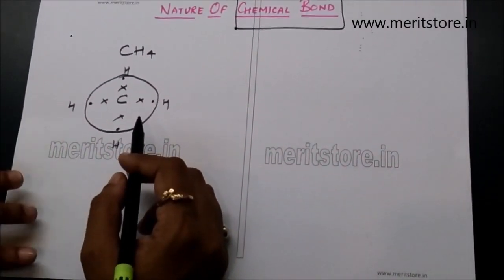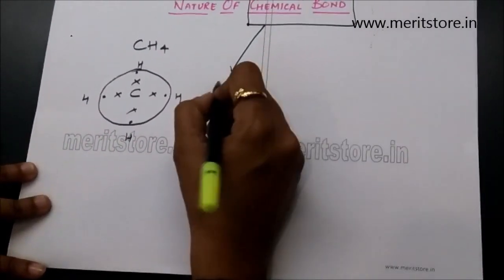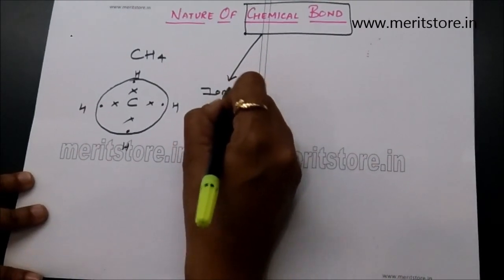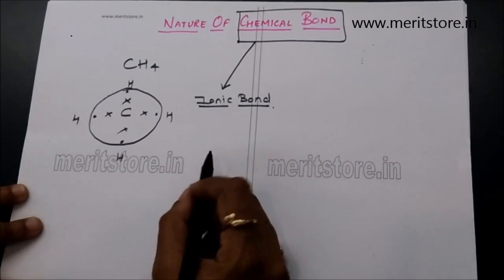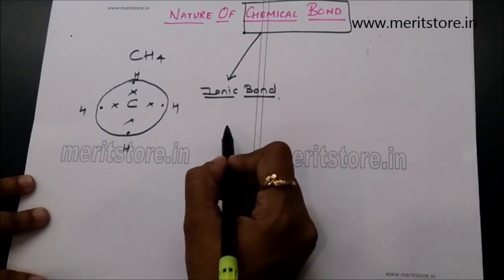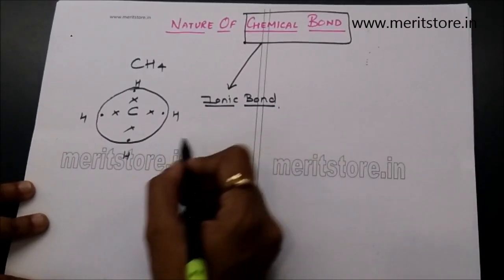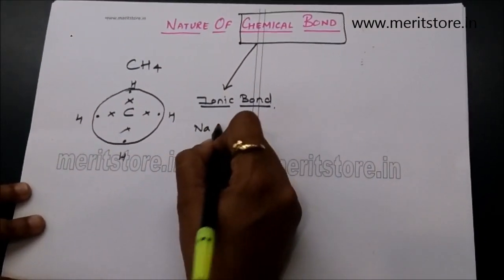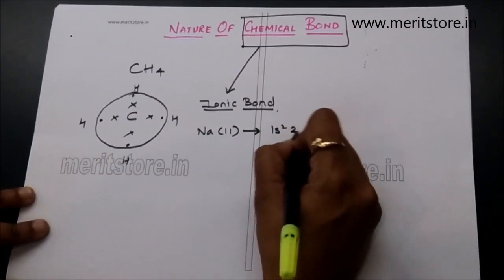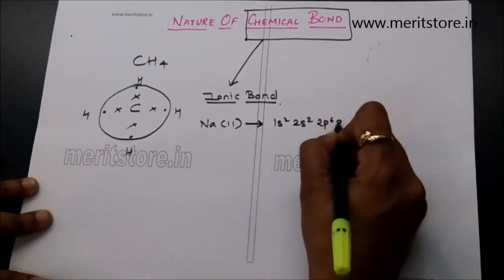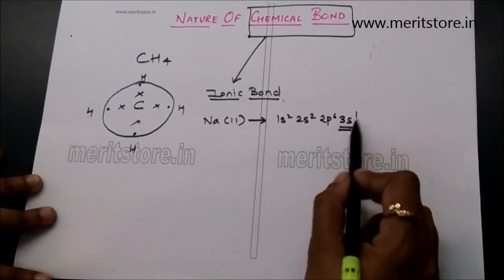So when I talk about the chemical bond, there are different types of bond formation possible. First we'll be talking about the ionic bond. Ionic bond is a complete transfer of electrons from one element to the other element, creating cations and anions. For example, sodium has atomic number 11, electronic distribution 1s2, 2s2, 2p6, 3s1. So the outermost shell of sodium contains 1 electron.